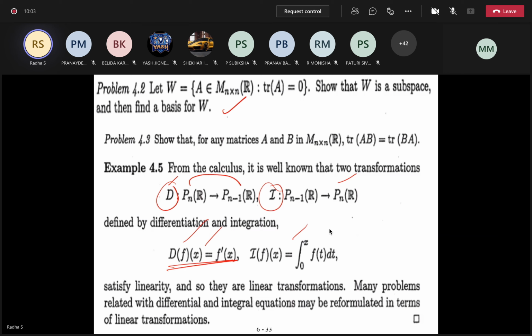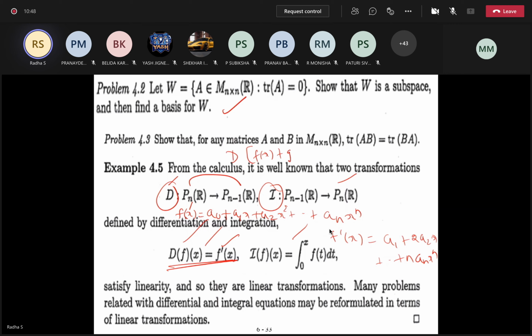So how do you define D? Suppose you take a polynomial f of x of degree less than or equal to n, like this: a0 plus a1 x plus a2 x square plus etc., an x power n. What will D do? It differentiates this. f dash of x will be the result. So what will be f dash of x? That is a1 plus 2 a2 x plus etc., n an x power n minus 1. So you have to show that this is a linear transformation. You have to take two functions. I think everybody knows this, right?